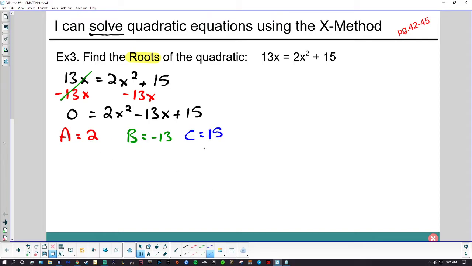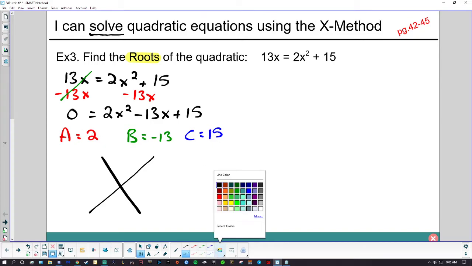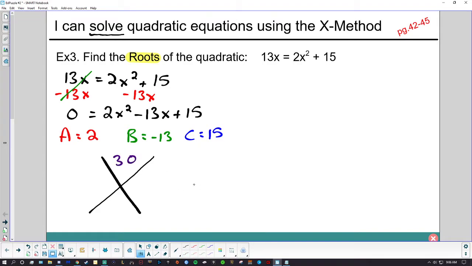Once I have my a, b, and c, I'm ready to now do that X method. Here's that X method. On the top is a times c. So 2 times 15 gives me 30. And at the bottom, I get negative 13, my b value. So take a second. Find your two mystery numbers. If you have a hard time doing this, write down a 30 off to the side and find all of the factors of 30.